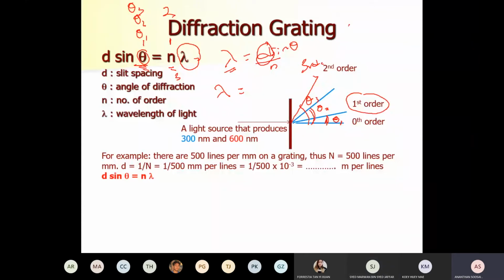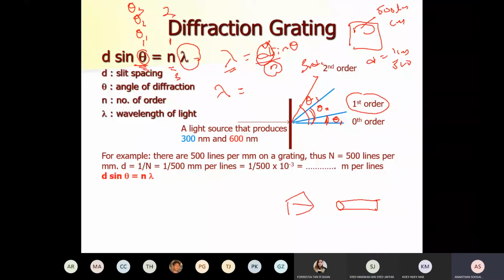You have to check the grating, how many lines per centimeter or millimeter is stated there. If they write 500 lines per centimeter, you can find the d: 1 centimeter divided by 500. So you can find the d first. And n depends. You see the telescope, the microscope, right? You see the microscope from the diffraction grating at the center.